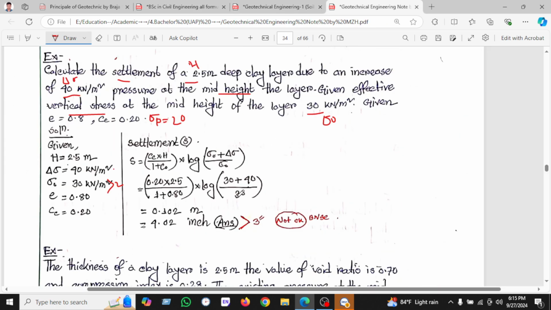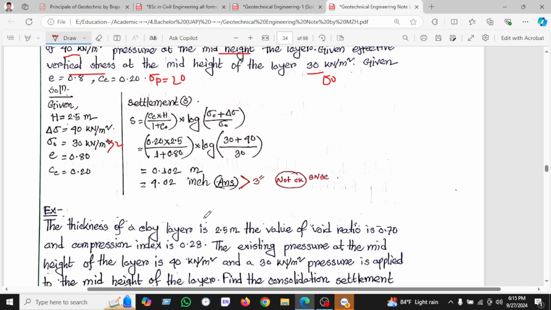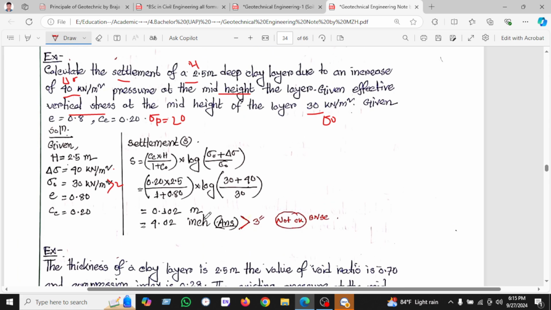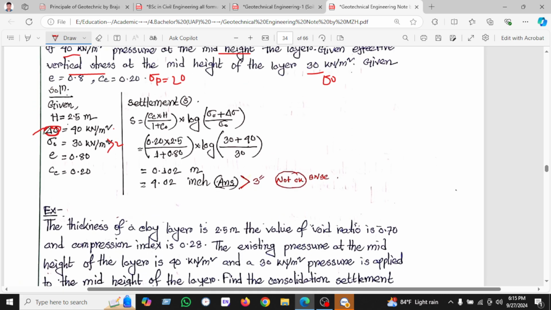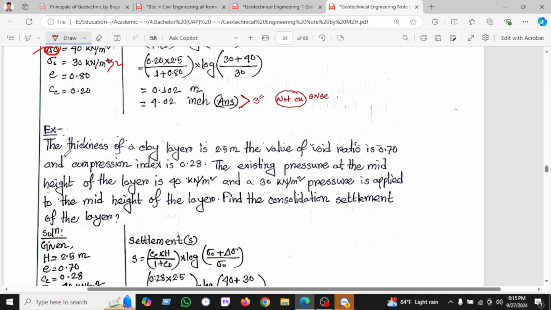Then that's why we will use normal consolidation, CC into H over 1 plus E naught, times log of sigma naught plus delta sigma over sigma naught, and found the settlement of 0.10 meter, which is 4.02 inches, which is greater than 3 inches. So the settlement is not okay, we can say. So we have to reduce the pressure. Pressure means the delta sigma, which is the pressure of the building. So we can reduce the size of the building, and we have to deduct some stories. And another formula we have seen here.